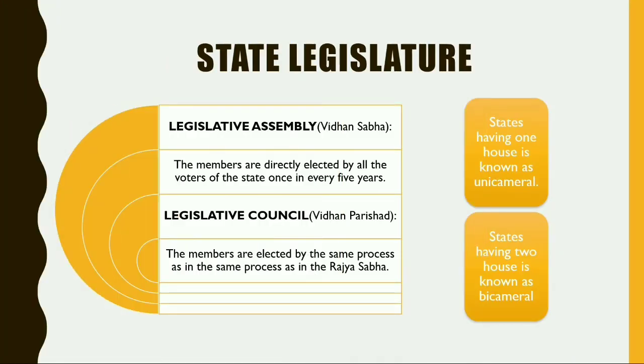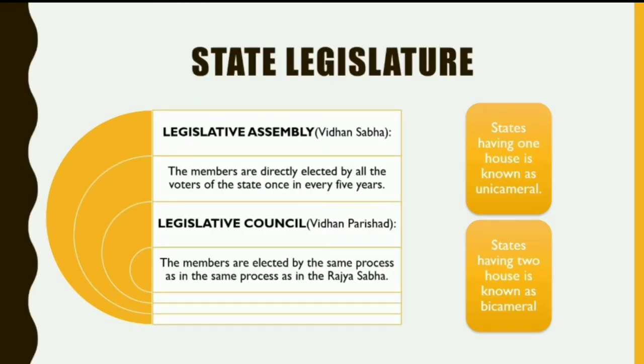The state legislature has two houses, the Legislative Assembly, which is also known as Vidhan Sabha, and the Legislative Council, which is known as Vidhan Parishad. The members of the Legislative Assembly are directly elected by the people of the state through elections. The members of the Legislative Council, also known as MLCs, are not directly elected by the people. Some states have both the houses and some may have only the Legislative Assembly.